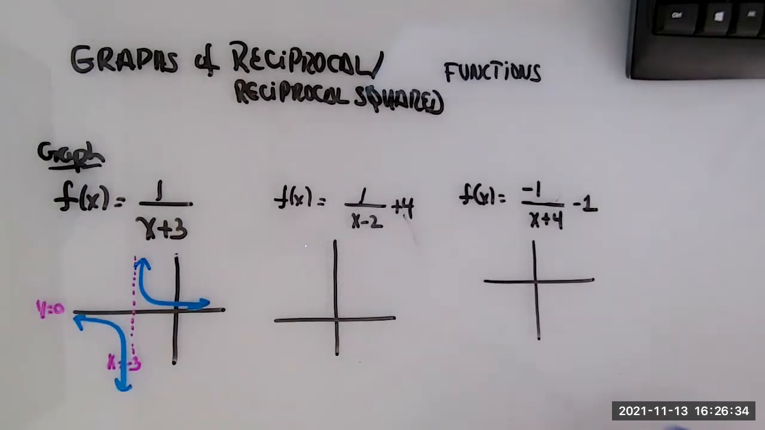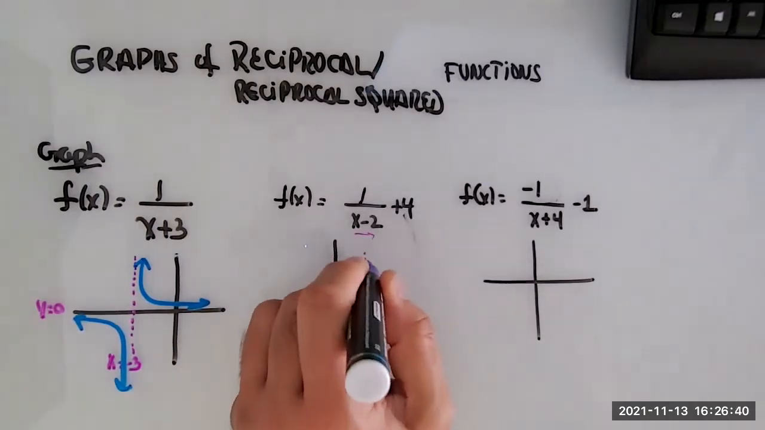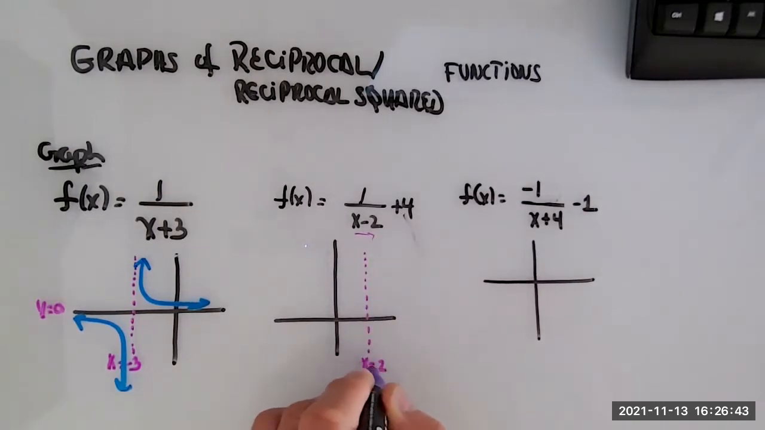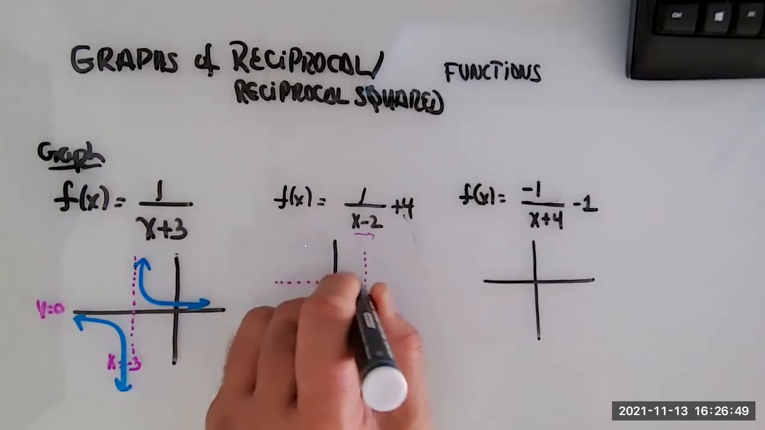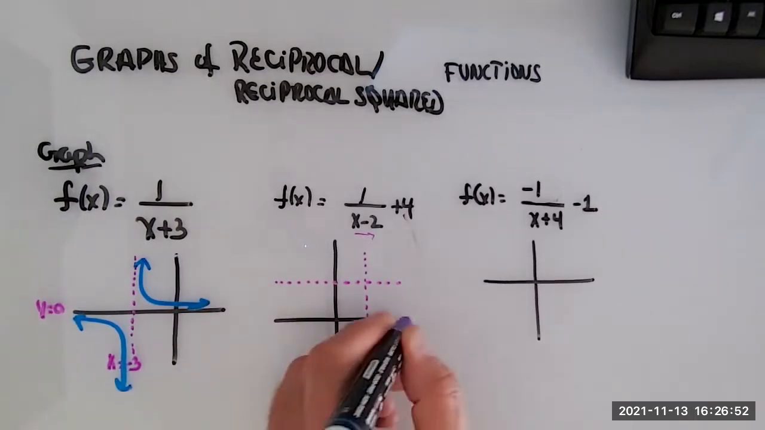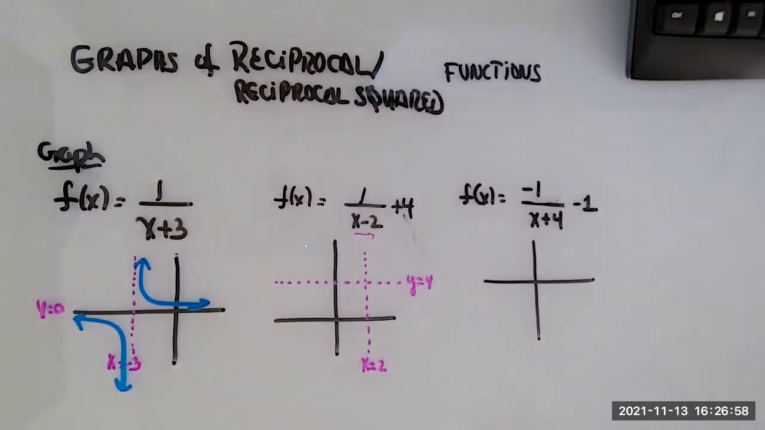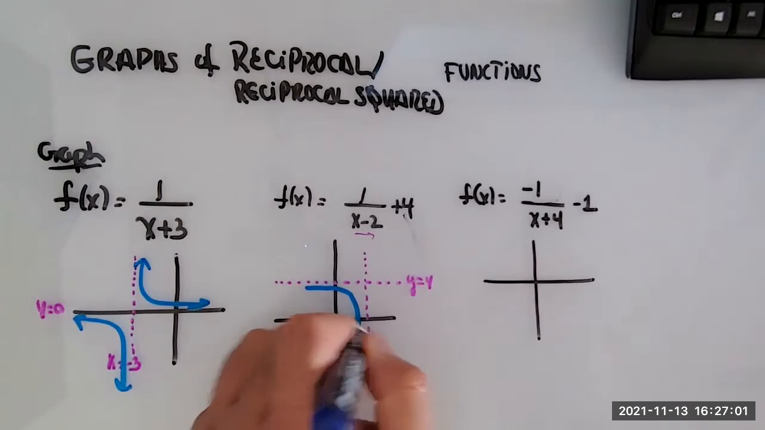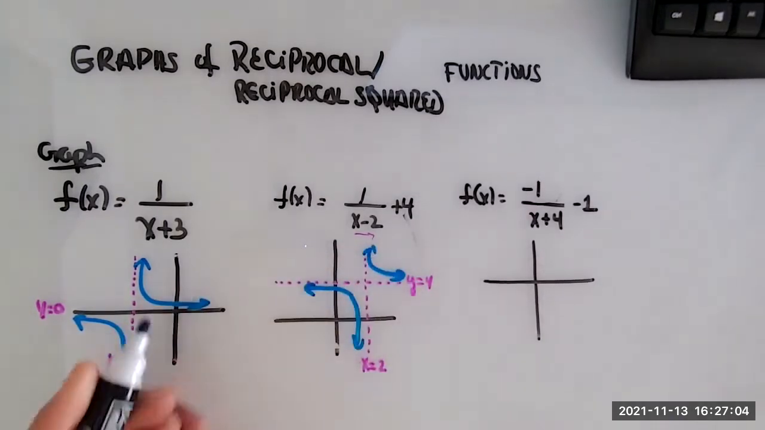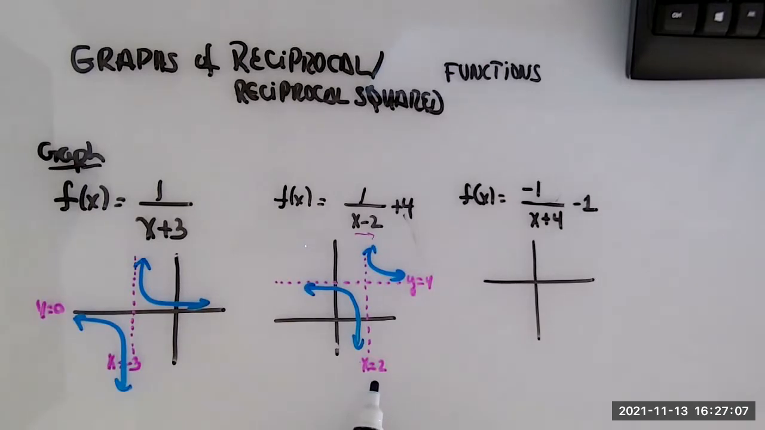This one, we move the graph 2 units to the right and 4 up. So 2 units to the right, so now x equals 2 will be my new asymptote instead of x equals 0. And I push the graph 4 units up, so now my new horizontal asymptote is not y equals 0, rather y equals 4. And my graph will be here. So the domain is all real numbers except 2, the range all real numbers except 4. Both domain and range change because, of course, we move the graph horizontally and vertically as well.